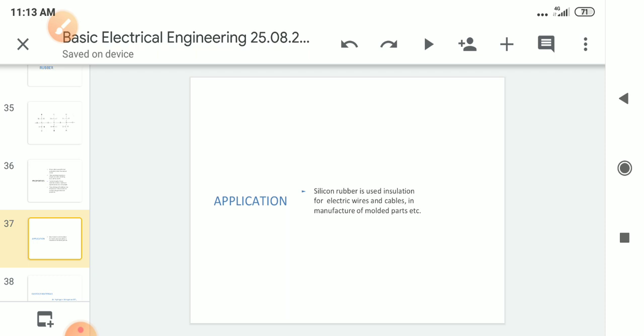Electrical wiring has more applications. Silicon rubbers are used in cables also. This rubber is a stretchable material and it's very flexible in making different shapes, right? That's why it is used in molded parts of different shapes. At that time this has the application.